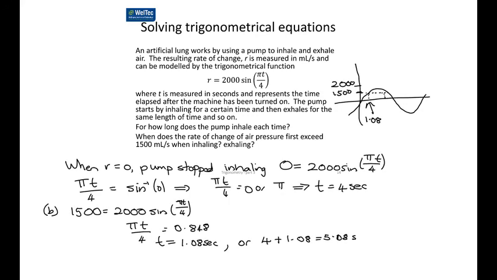We did need to work out the time period, but that's okay. We can use the usual formula that T equals 2 pi over omega.